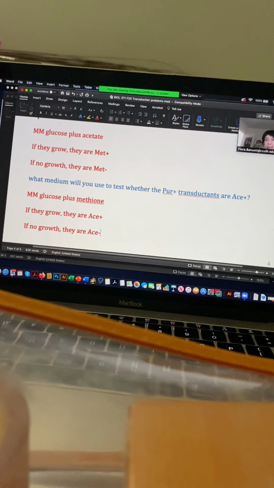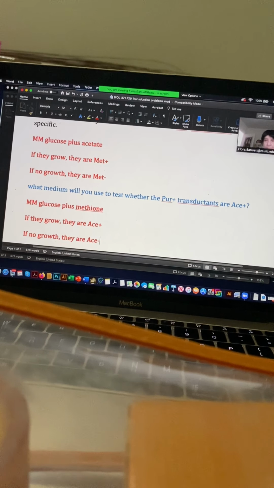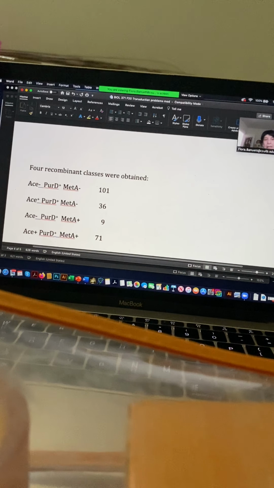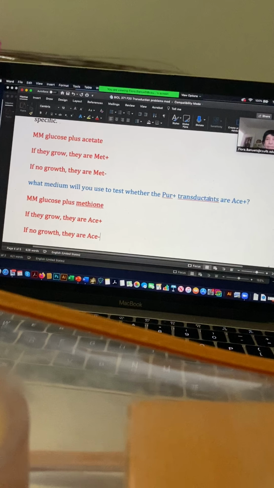So some of the pure pluses are going to be met plus, some are going to be met minus, some of the pure pluses are going to be ACE plus, some are going to be ACE minus. That's also where all this list of recombinants comes from. That's what this refers to. Okay, is that clear? Yes, thank you. The testing done for this one, I'm not asking you if they are ACE plus and met plus. That's a different question. I'm asking, are they ACE plus or are they met plus?